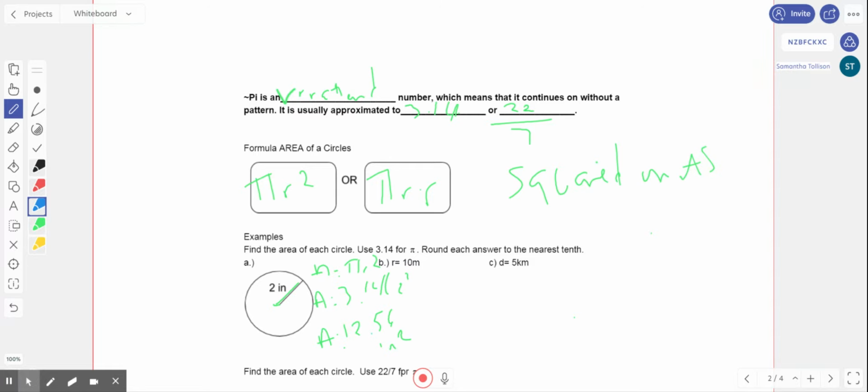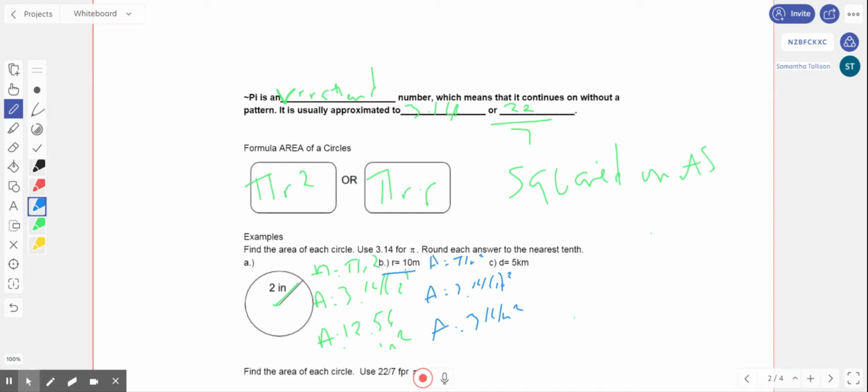Okay, now let's do the same thing using my radius of 10. So again, my formula is area equals pi r squared. So area for this one is 3.14 times 10 squared. And so my area for this is going to be 314 meters squared.